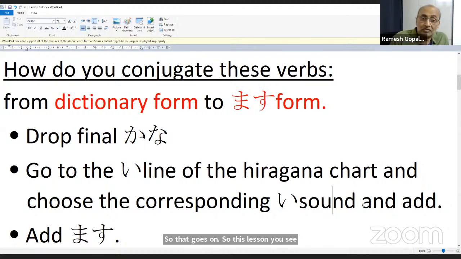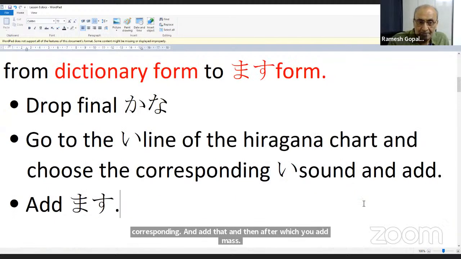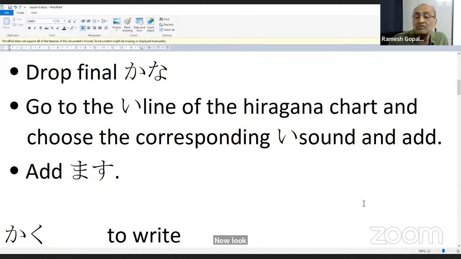So drop the final kana. Then go to the E line of the hiragana chart, choose the corresponding E sound and add that, and after which you add mass. Now look, I'll give you this word. You're starting verbs now. Very important. You've learned so much. Now you're going to learn something more, not like what you've learned so far. So please be with me always.